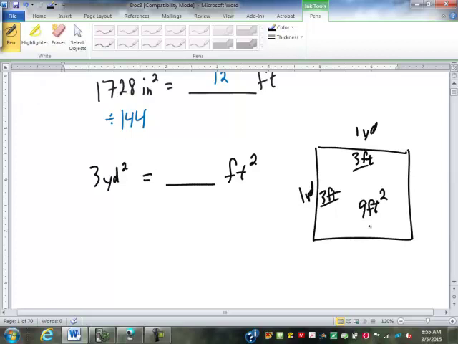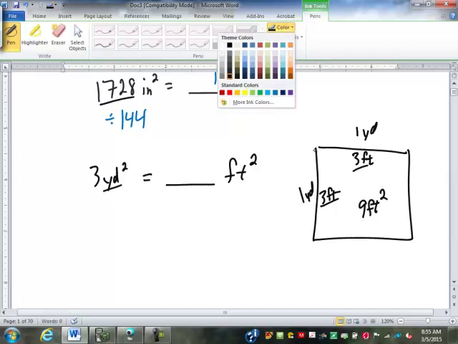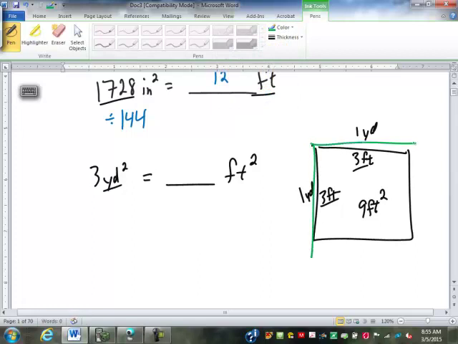You're confused. You okay there, Brandon? Yeah, I guess. What do you need? I'm not sure. You're stuck with the feet and the inches up here. Now we switch over to yards and feet. A square yard, 1 yard by 1 yard. Right? No, it's 3 by 3, so 3 times 3 would be 9 square feet.